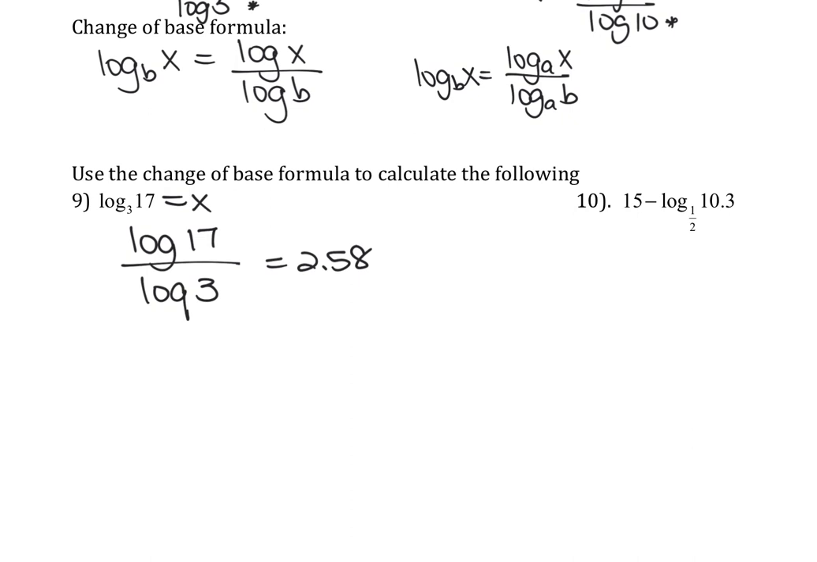And finally, number 10, we do have that 15 minus, so I'm going to just leave that alone for now. And then I see an evaluating log problem again. So log of the argument divided by log of the base. And then we would just go to the calculator to figure out what that is. Final answer would be 18.36.